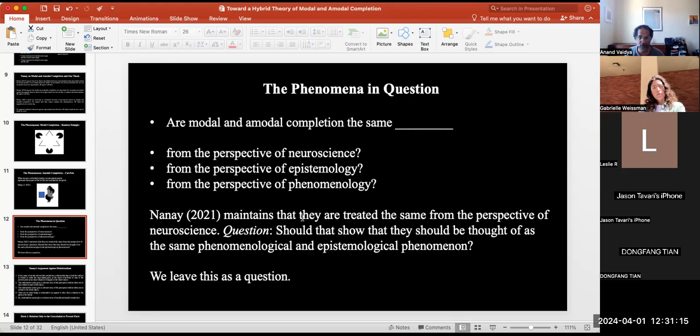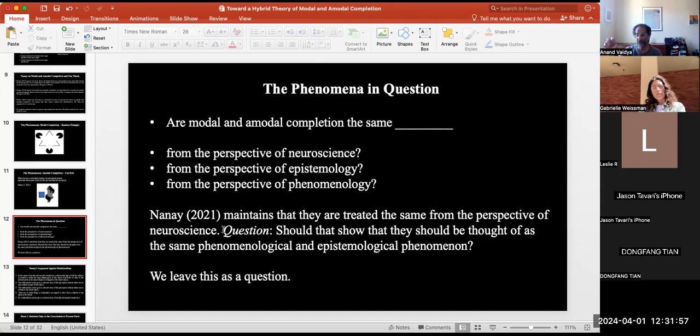So Nanay maintains that they are treated the same from the perspective of neuroscience. He's actually laying out a claim that we don't need to individuate these two phenomena from the perspective of neuroscience, because when we do the neuroscientific studies and look at retinal images in early and late visual processing, it turns out to be the case that we treat them the same. But again, there's still an issue, which is what's the inferential pattern that moves us from the neuroscientific claim to the phenomenological claim to the epistemological claim? So who cares? The neuroscience might treat them the same. That doesn't mean that for most perceivers, they're phenomenologically similar.